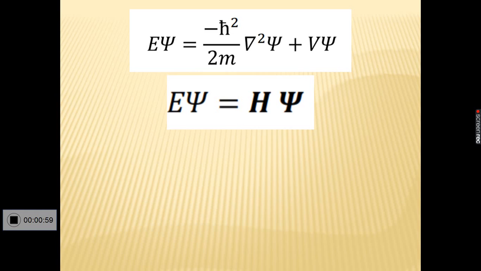We have seen that in quantum mechanics all dynamical variables are associated with operators. When these operators operate on the wave function, we get the corresponding value. The momentum operator is P equal to minus i h cross d by dx, and the energy operator is E equal to i h cross d by dt.